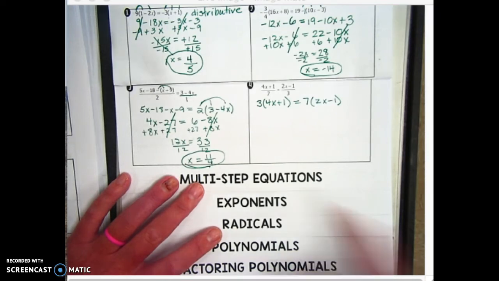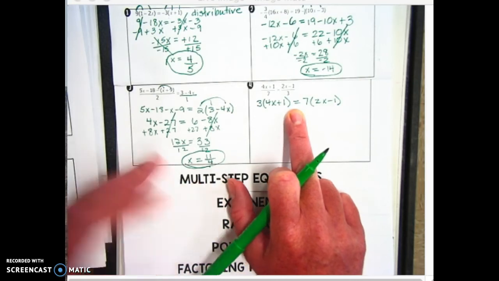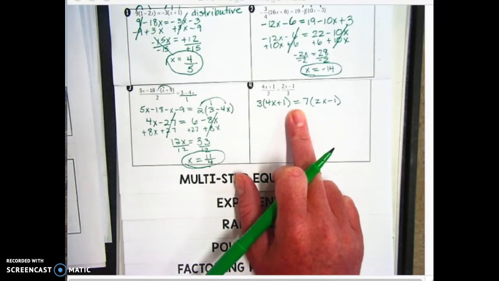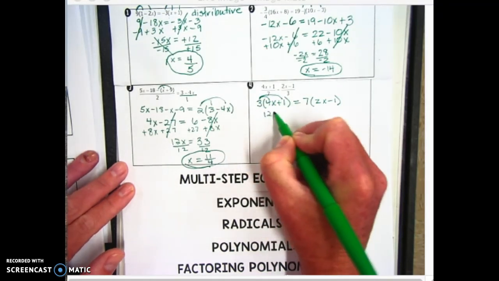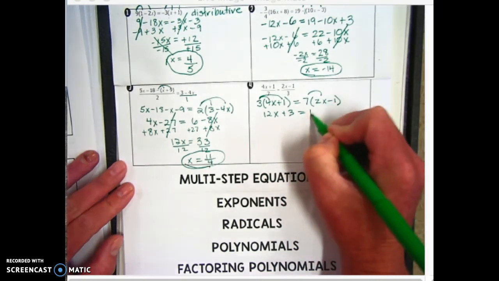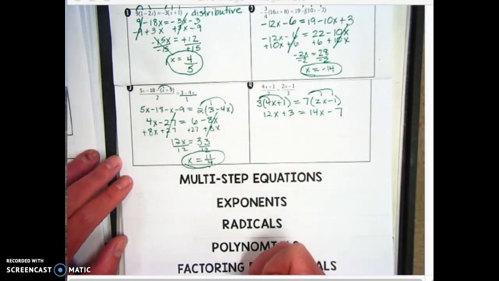Is it okay if I had put the 3 at the back of the parentheses? Sure, because in multiplication order doesn't matter, right? 7 times 8, same answer as 8 times 7. You just have to remember to distribute, like draw your rainbows backwards or whatever, okay? So we'll go 3 times 4x is 12x, 3 times 1 is 3. 7 times 2x is 14x, and 7 times negative 1 is negative 7.